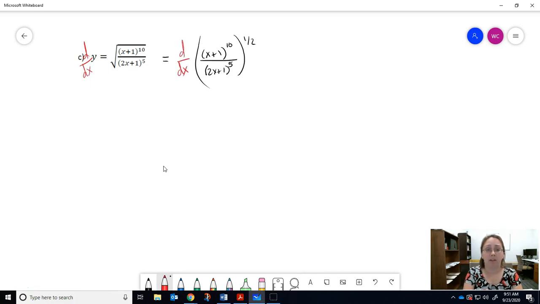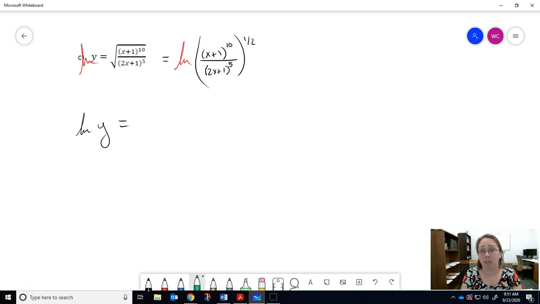Oh, what am I doing? I'm not ready to take the derivative. First, I have way too much going on. I've got to use what? A logarithm. I almost forgot the most important step is to simplify this before we take the derivative. So ln of y equals, on the right, we have a lot going on here.